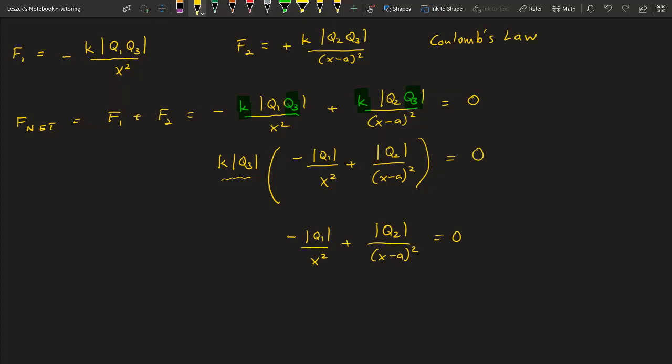Also, we can drop the absolute value bars because we were told that charge 1 and 2 are both positive, so we don't need the absolute value bars. In this problem, the amount of charge 1, charge 2, and position A are given. A is 5 meters. So the only unknown is x. So we have an equation which we can solve for x.